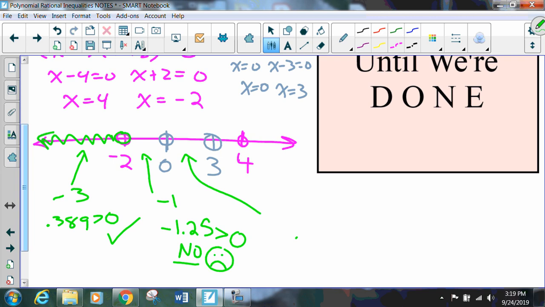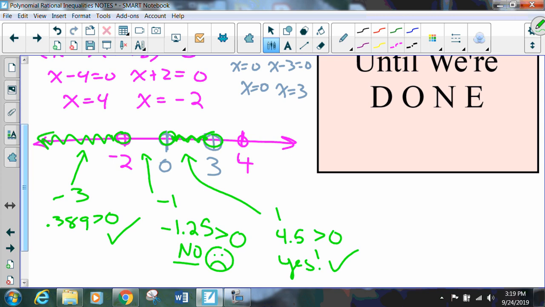All right, what's a good number between 0 and 3? 1 is always a great number. Let's use 1. I'm going to plug 1 into the left side of the equation. I get 4.5. Is 4.5 greater than 0? Why, yes, it is. Welcome to our solution. So you're part of the solution as well.